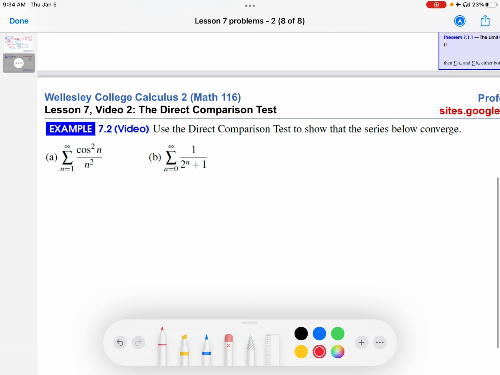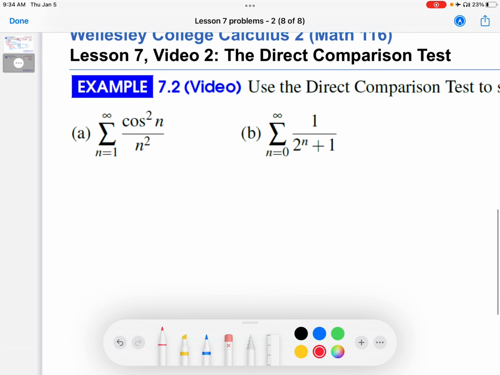It says, use the direct comparison test to show that the series below converge. So we're actually told that they converge, and we're just asked to use a specific test to show that they converge. So I'm going to walk through how to do this and make reference to the actual direct comparison test itself because it has some assumptions that we're going to have to check. But the first thing I'm going to mention is the workflow for doing this.